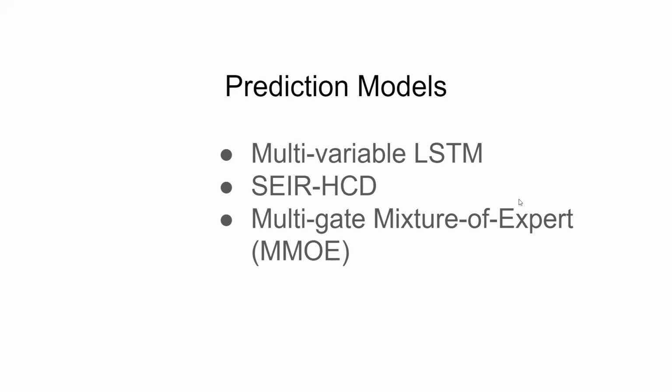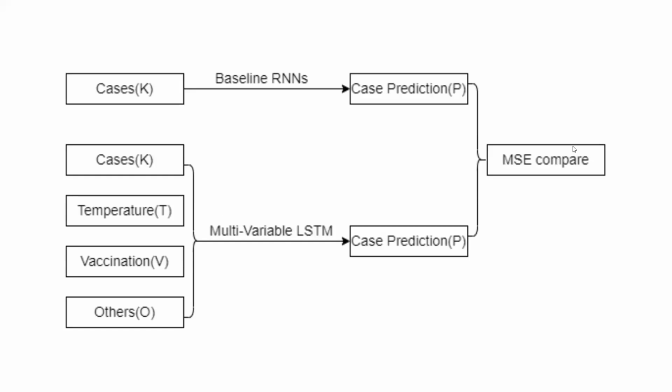There is an abundant number of COVID-19 prediction models on the shelf that only use the previous cases, but there are very few models that consider multiple spreading factors. So we propose the multivariable LSTM, SEIR-HCD, and the multi-gate mixture of experts, MMoE, to perform multi-spread-factor prediction tasks. For baseline models, we only use the past cases and simple RNN, GRU, and LSTM to do the prediction.